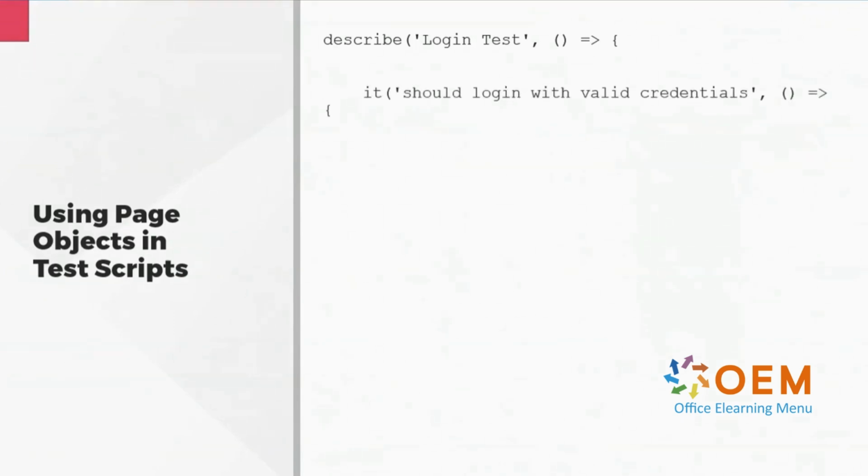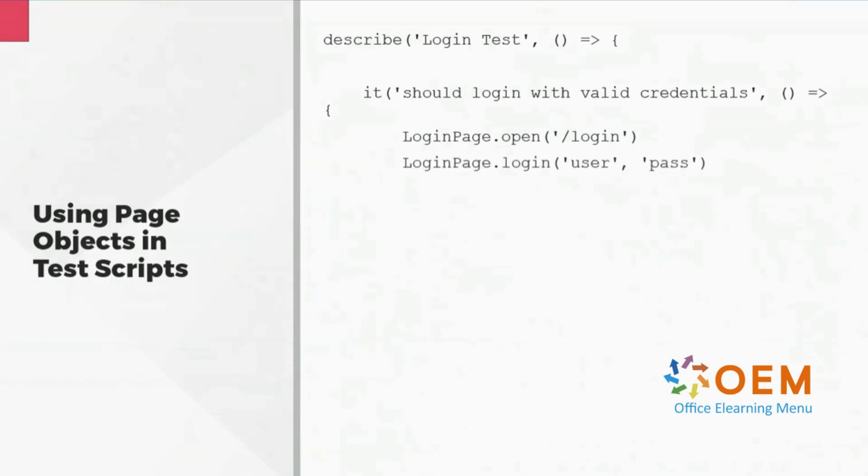Then we use the it method that will describe our test case. In this case, our test case would be 'should login with valid credentials'. Then we call the open method using the following statement: loginPage.open('/login'). Then we simply call the login method that will enable us to log into the given page. How can we do that? loginPage.login(user, pass). So we are mainly providing the username, which is user, and the password, which is pass.